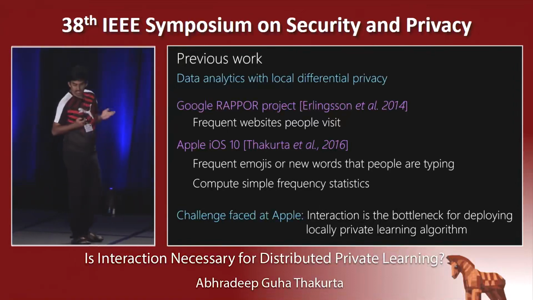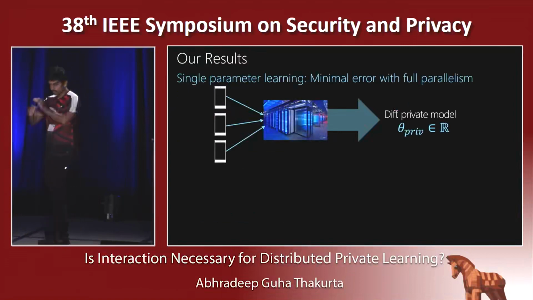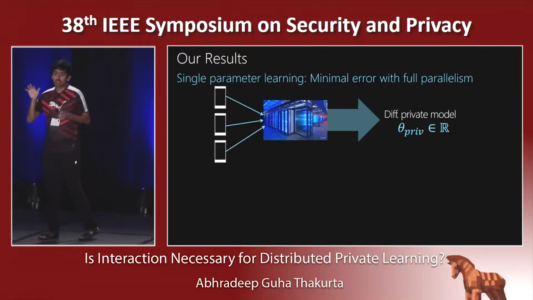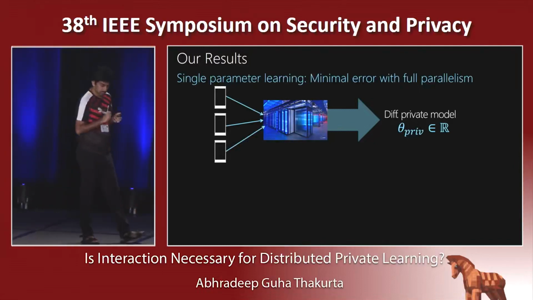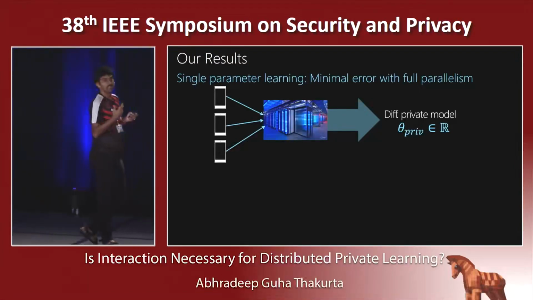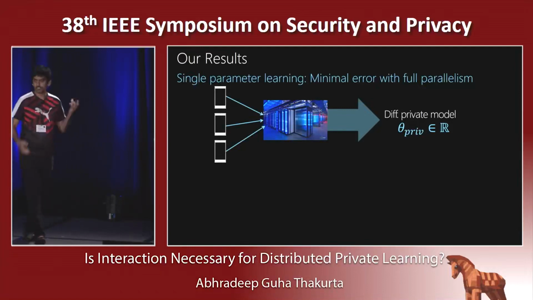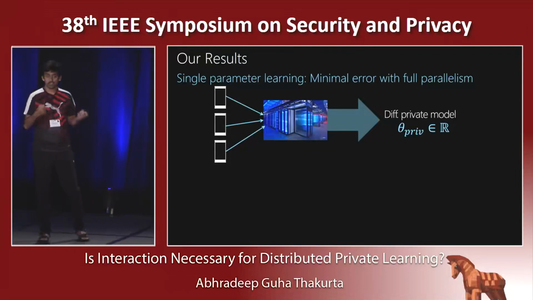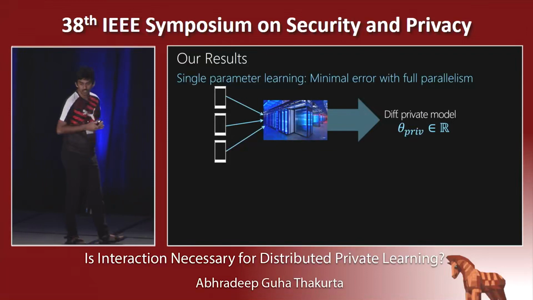Now, in the last two to three minutes, let me give you some idea of what our results look like. I told you that for a certain class of problems, we can get complete parallelism, meaning that you do not have to go back and forth to the server. This class is single parameter learning, where the model has only one parameter. In the Parkinson's example, it might be the gyroscopic movement of the phone, that single number we use as a parameter for predicting whether the person has Parkinson's disease or not.